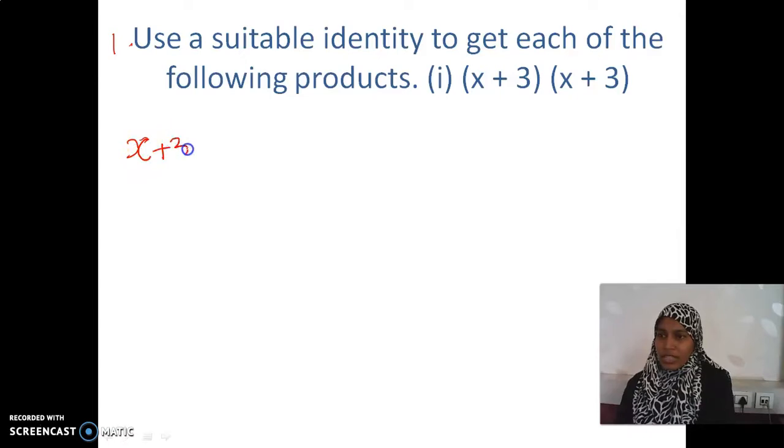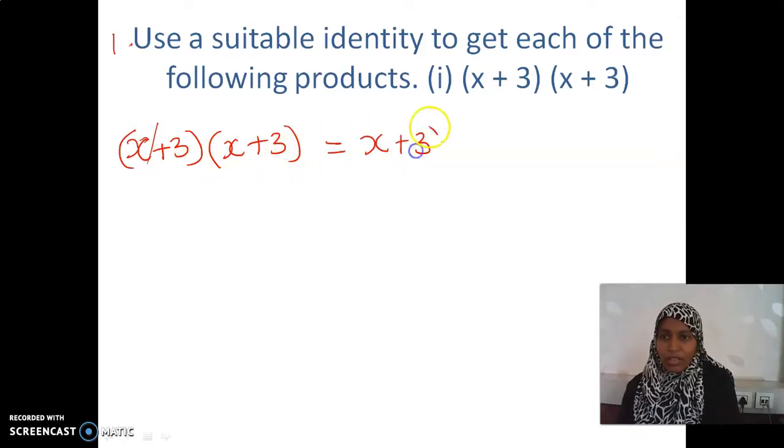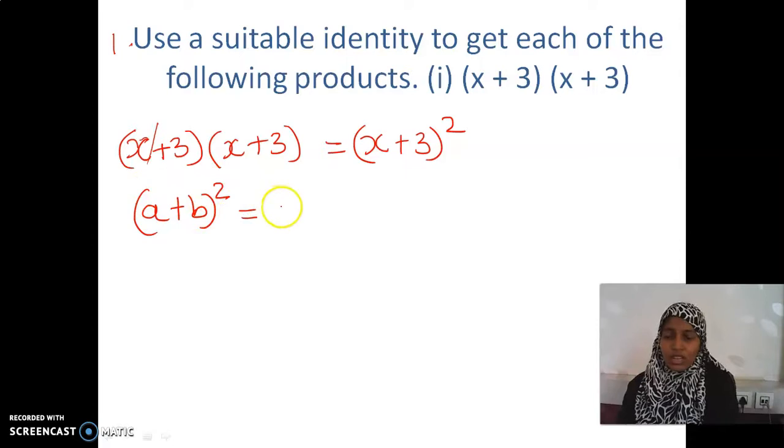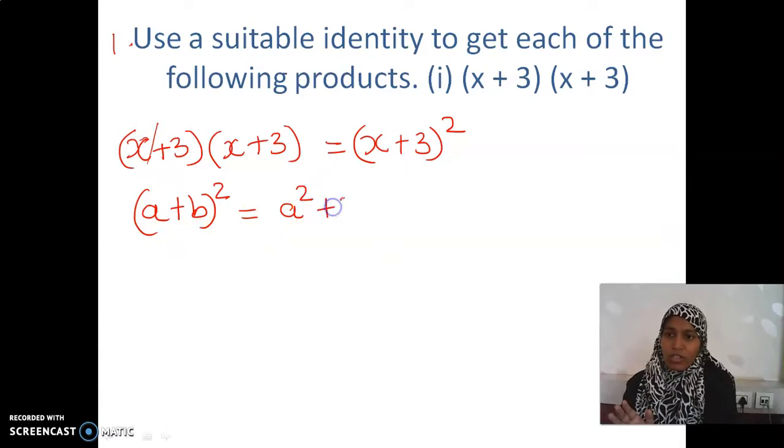(x plus 3) into (x plus 3). Are you going to multiply like this, cutting and multiplying two times? Even then you will get the same answer, but which will be the smarter way of doing it? It is (x plus 3) the whole square. And what identity am I going to use now? (a plus b) the whole square. Every time state the identity that you are using. At least on the side of the problem, you have to state that by using (a plus b) the whole square is equal to a squared plus 2ab plus b square.